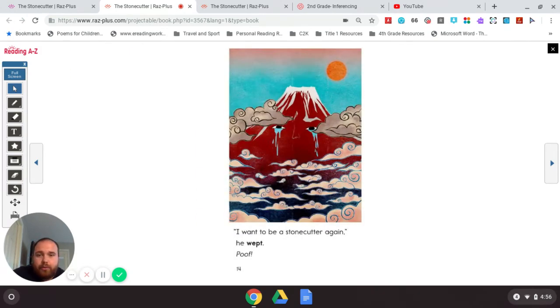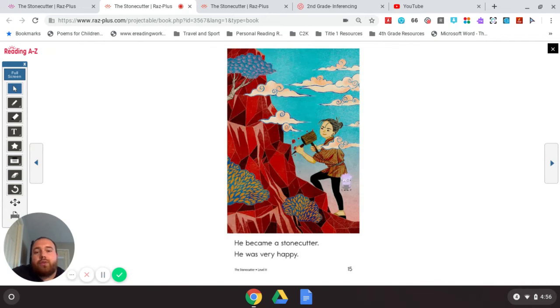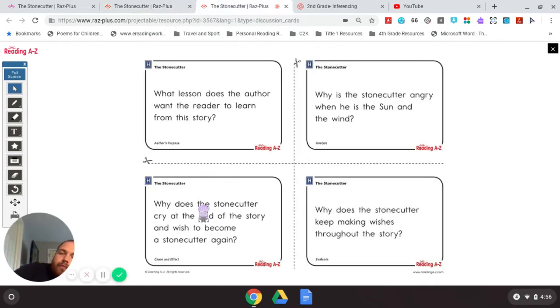He wants to be able to move mountains. Okay? He wants to be able to shape them. That to him means he's powerful. So he realized that he was happiest maybe as a stonecutter. All right. Because all those other things he wanted to be, he realized they weren't all that they were cracked up to be, right? Does that make sense? He realized there was something bad about being each of those that he didn't realize before.